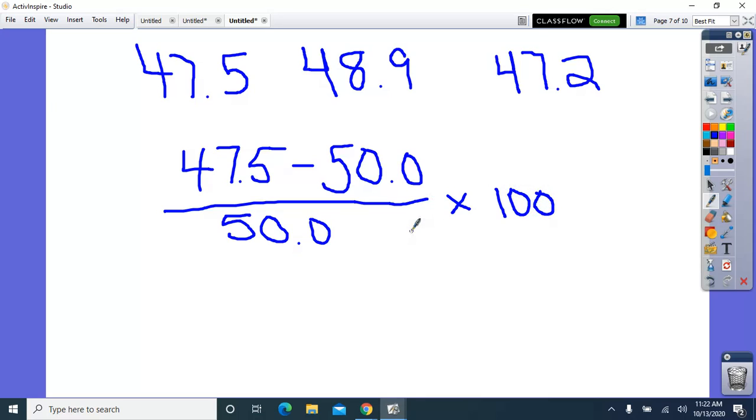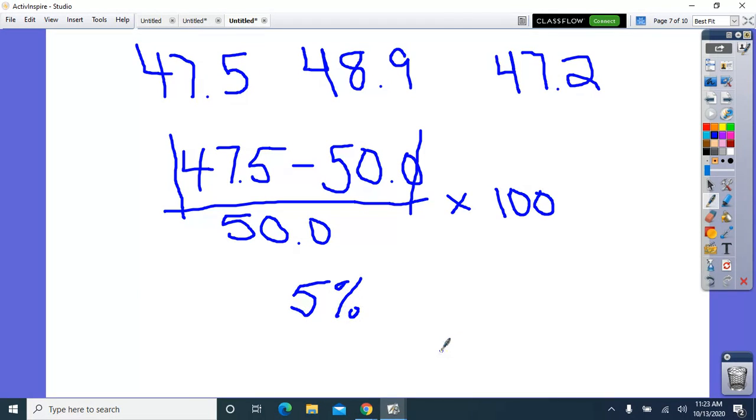Okay. So just a reminder, the formula for this is actually absolute value of whatever's on top. So that means whenever I subtract and I say 47.5 minus 50, I'm going to get negative 2.5. But because we don't have a negative percent, I'm going to take the absolute value. So as I move forward, I'm going to say positive 2.5, divided by 50 times 100, is going to give me 5%.